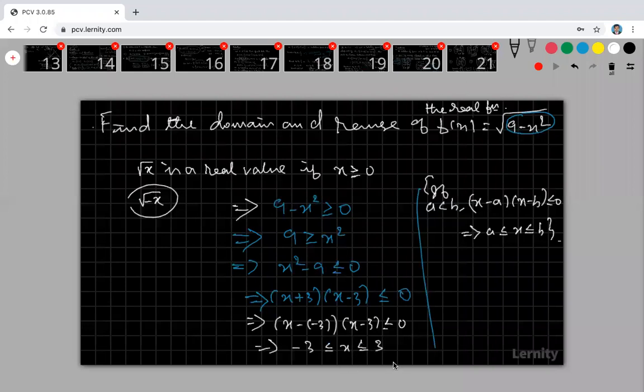Are you okay? Are you clear? So that means this x value represents my domain of the function. If you give the values from minus 3 to plus 3 in your x, then only you will get this positive, and the root of this value is a real value, my function exists. Are you okay? Are you clear?